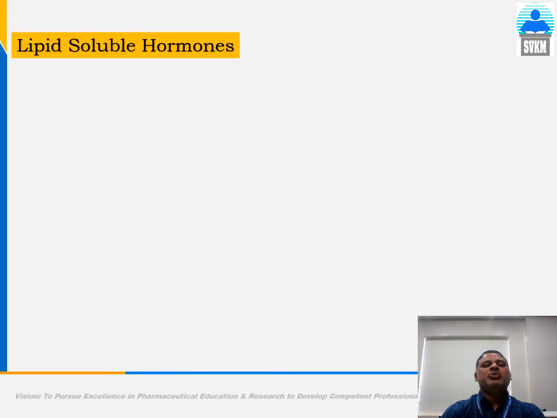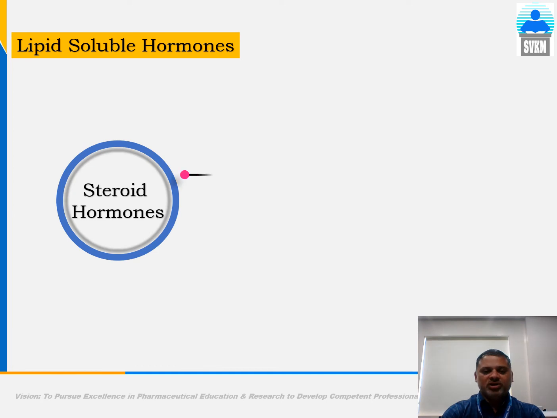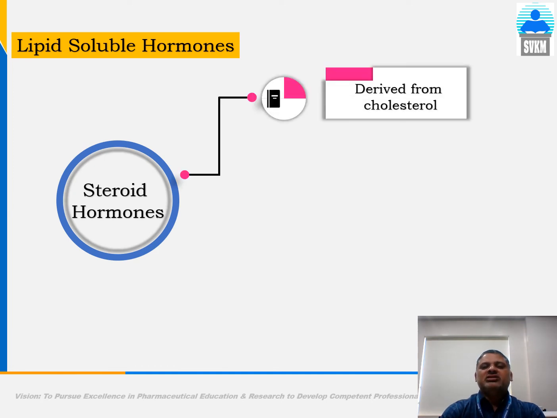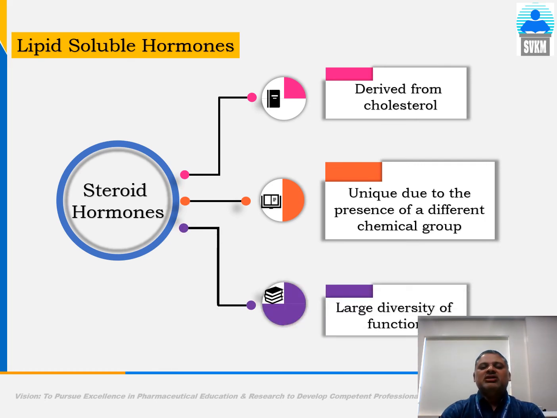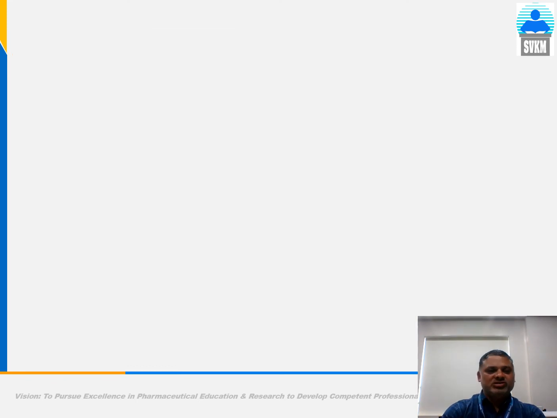Now the first lipid soluble hormones, that is the steroids. Basically, these steroid hormones are derived from cholesterol. Second, they are unique due to the presence of different chemical groups. And third, they perform a large diversity of functions.